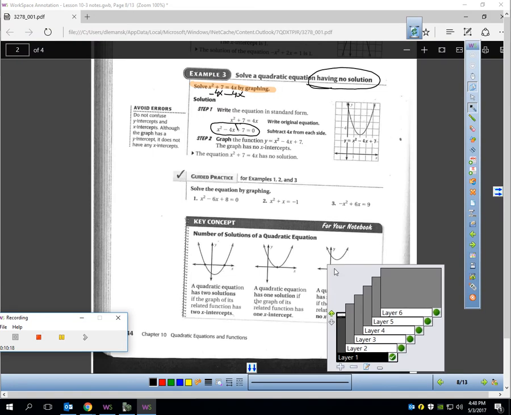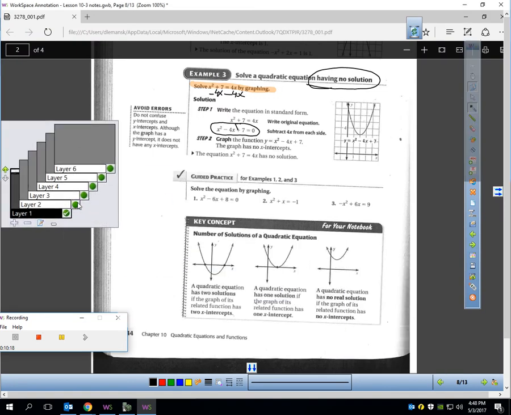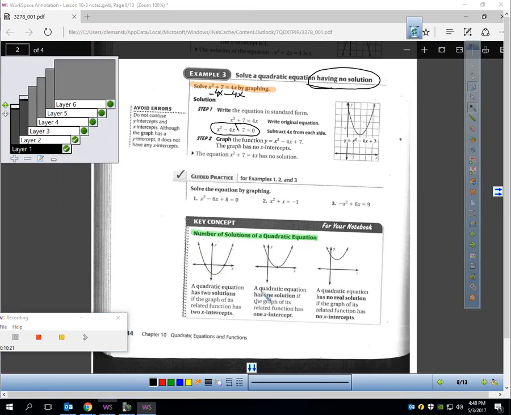So with that said, when you look at your graph on your calculator, 3 things can happen. You might want to write these down. If your parabola touches the x-axis in 2 places, you get 2 solutions to the problem. You can see that scenario here.